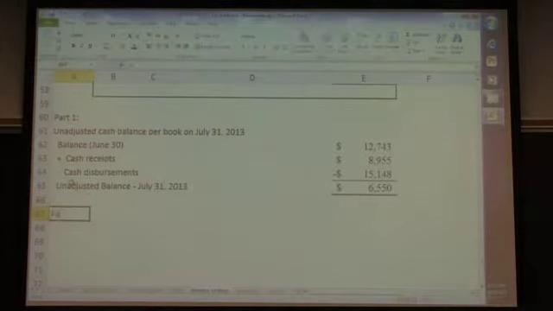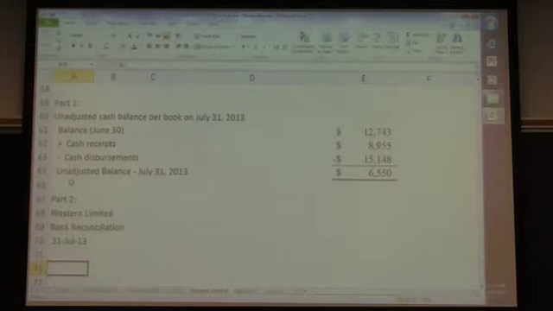Okay, so now they want you to work on a bank reconciliation. Again, we should prepare the two sides. We have the cash balance from the bank and also from the book. So we have Western Limited, and it's to do with the bank reconciliation for July 31st, 2013. From here we have the cash balance per bank statement.